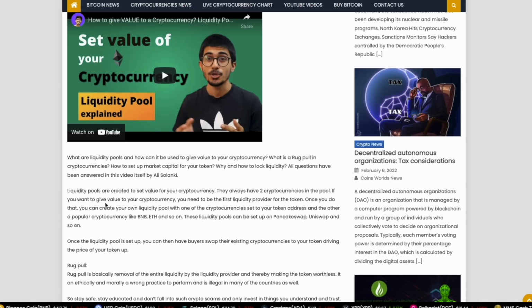If you want to give value to your cryptocurrency, you need to be the first liquidity provider of the token. And once you do that, you can create your own liquidity pool with one of the currencies set to your token address and the other to a popular cryptocurrency like BNB, Ethereum, and so on. These liquidity pools can be set up on PancakeSwap, Uniswap, and so on, and even Swap by Safemoon.